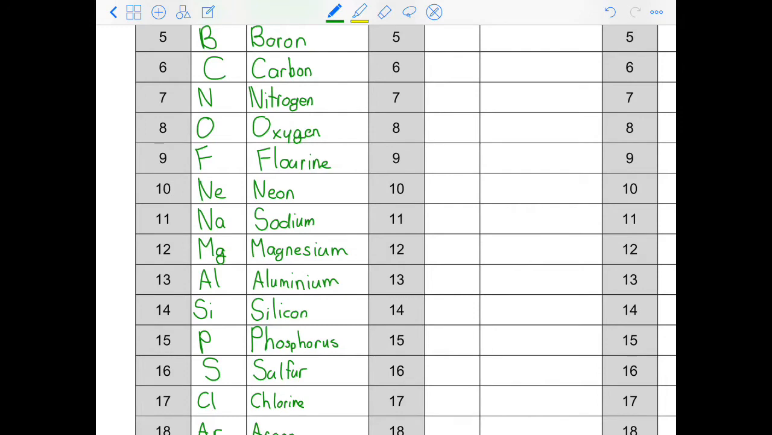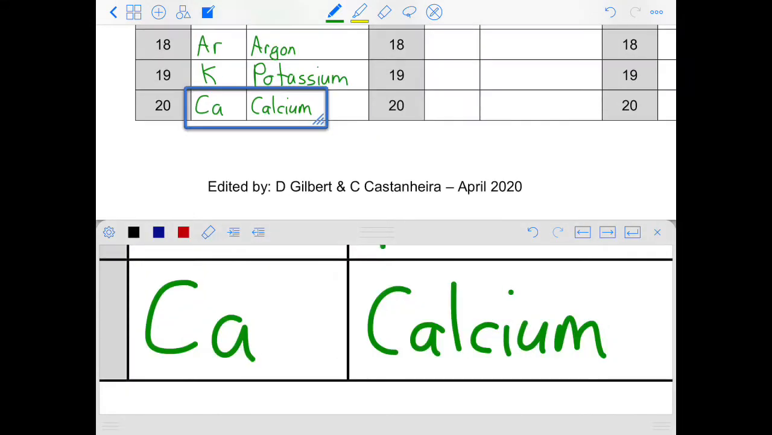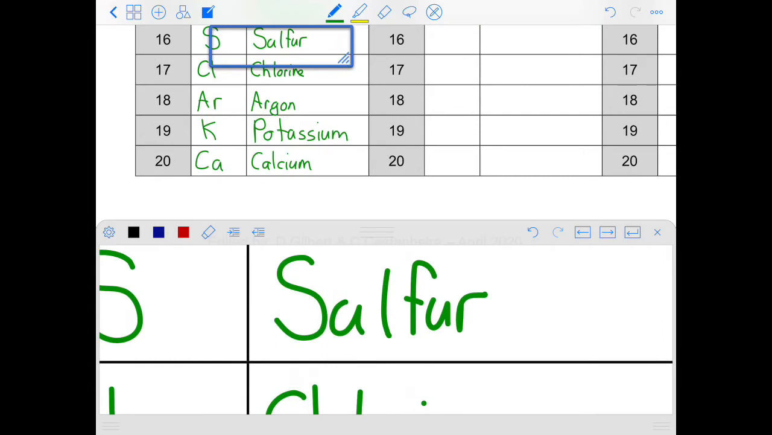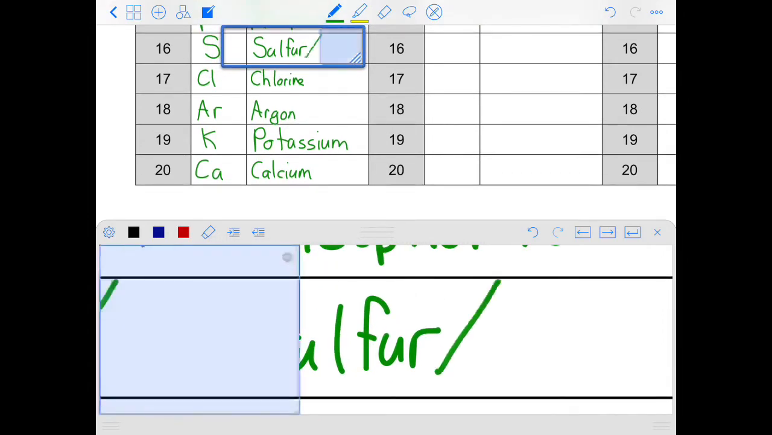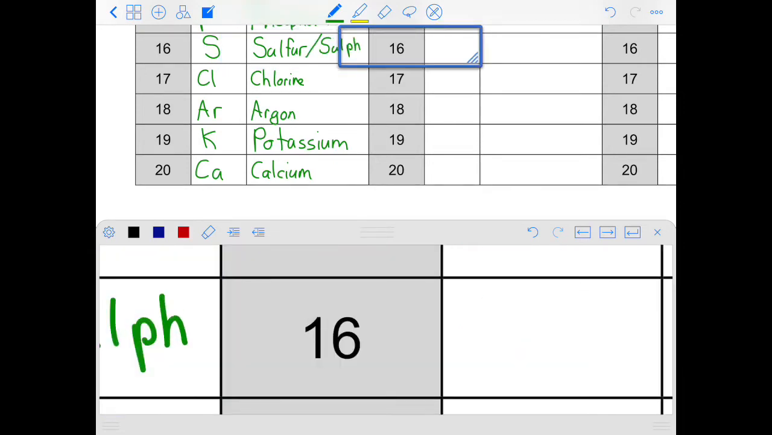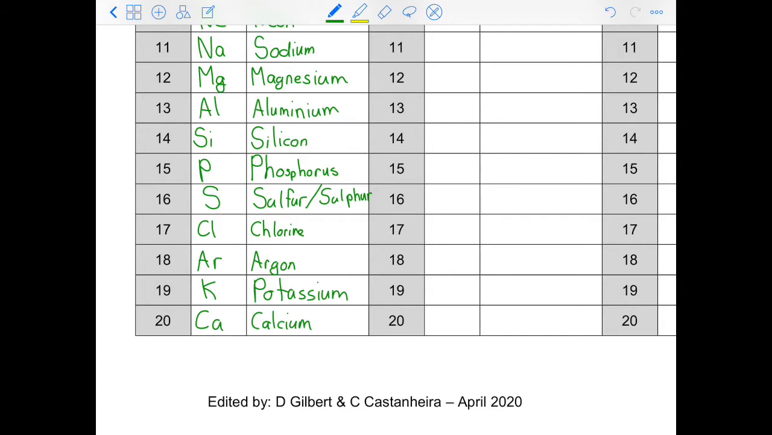I'm going to pause here for a second as there are two ways in which sulfur can be spelled. You can either have it with the F or it can be spelled with a PH. Either one is correct, so it doesn't matter which one you have. Cl for chlorine, number 18 is argon, K for potassium, and number 20 is calcium. So you should have all those in.